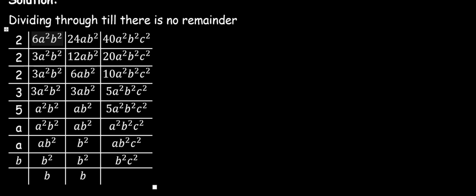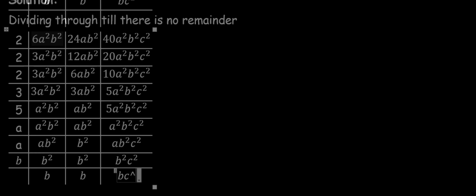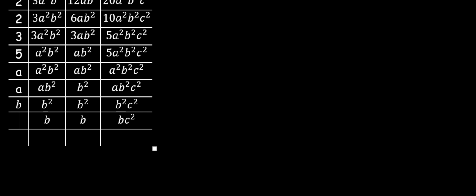Because power 2 will reduce to power 1 in both cases. But we don't indicate the 1. So b square c square will now be left with bc square. We can still divide with b. B divide b will give you 1. B divide b again will give you 1. Now b divide bc square will be left with c square.